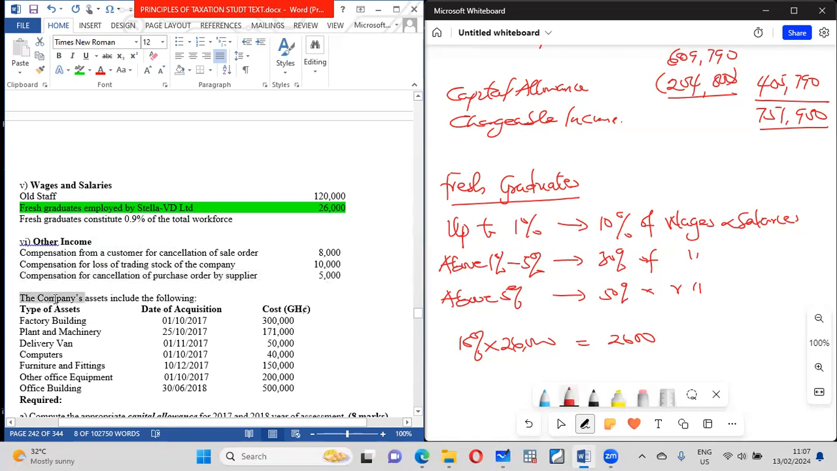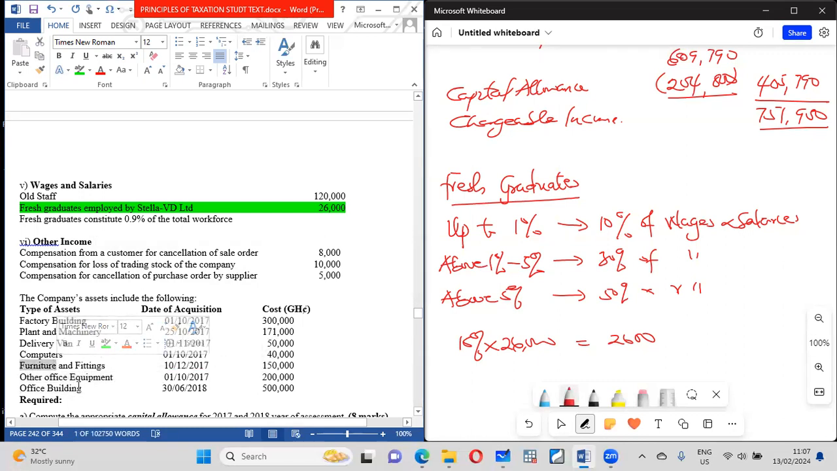Then you have the capital allowance. So you see they've given you this in 2017, right? So you have to take your time and do the capital allowance of 2017 before you can arrive at the capital allowance for the 2018 year, which we are preparing the account for. Okay, so that is that.